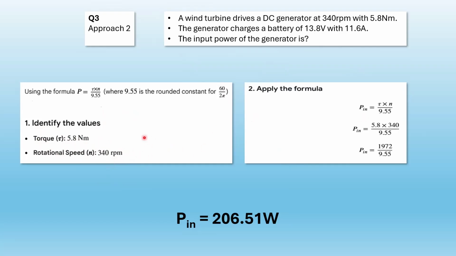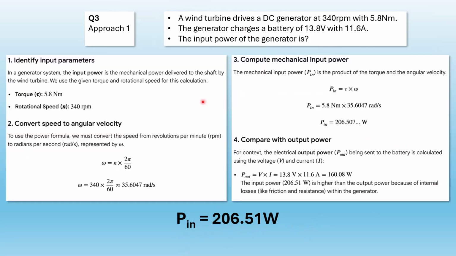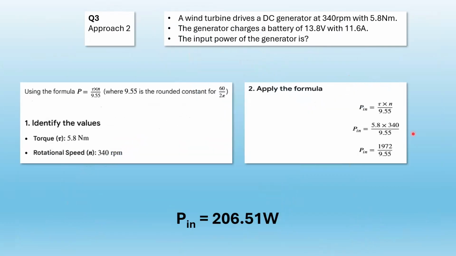We are applying the formula: torque times speed over 9.55. Torque we have in Newton meters, check. Speed we have in RPMs, check. Divided by 9.55, plug in the numbers, divide this by that. What do we get? 206.51 watts. Same question, we have to have the same answer. Approach 1, again, 206.51 watts. So there's more than one way to skin this cat.